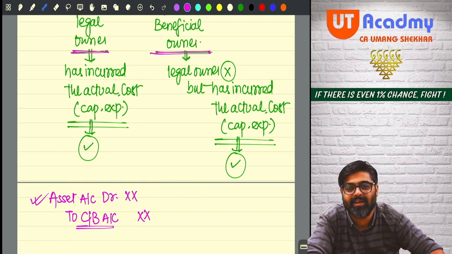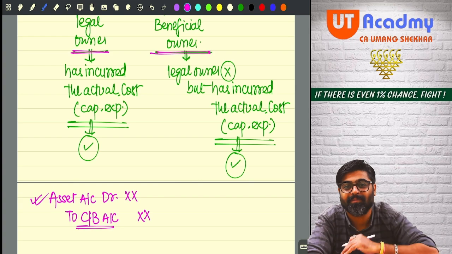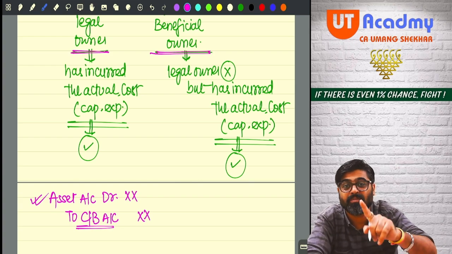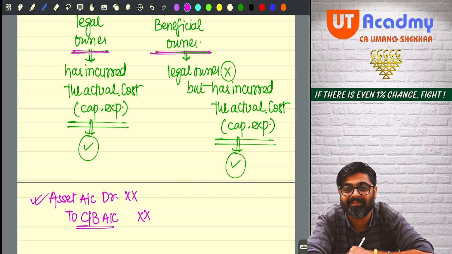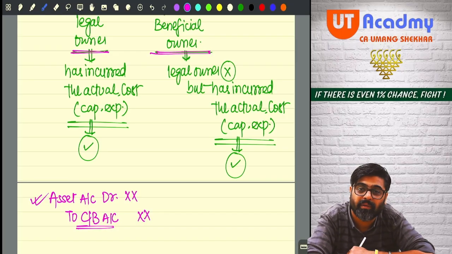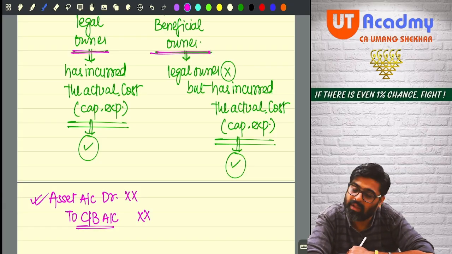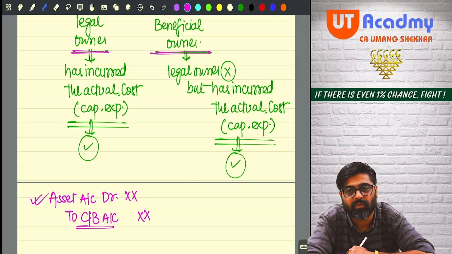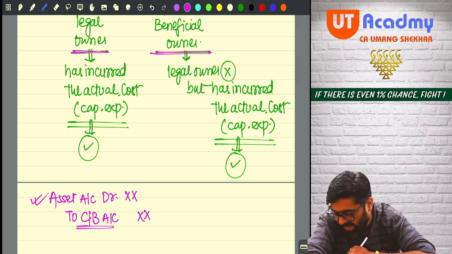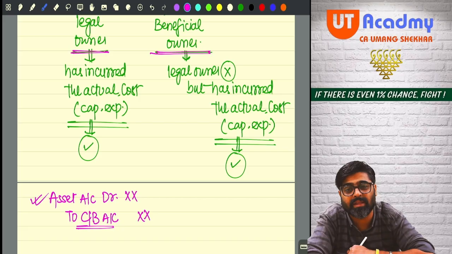How come, sir? The asset is bought on loan. The asset is bought on hire purchase. For these assets, what will happen? Are you going to incur the entire cost? Yes. Will the asset belong to you? Yes. Are you going to use that asset for your business or profession? Yes. Are you going to incur the entire cost?